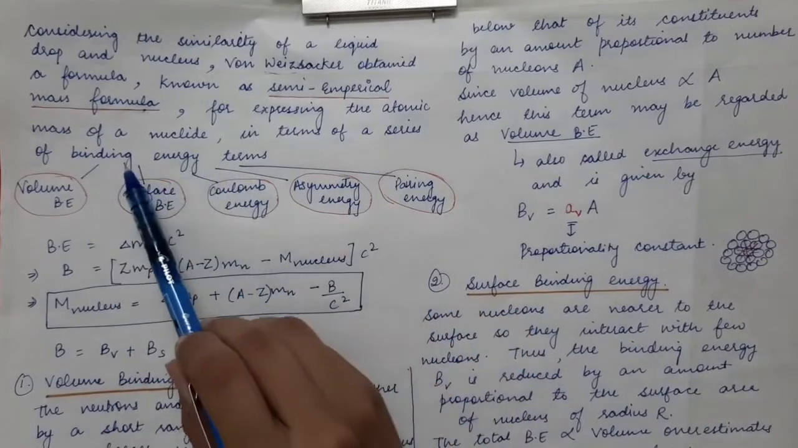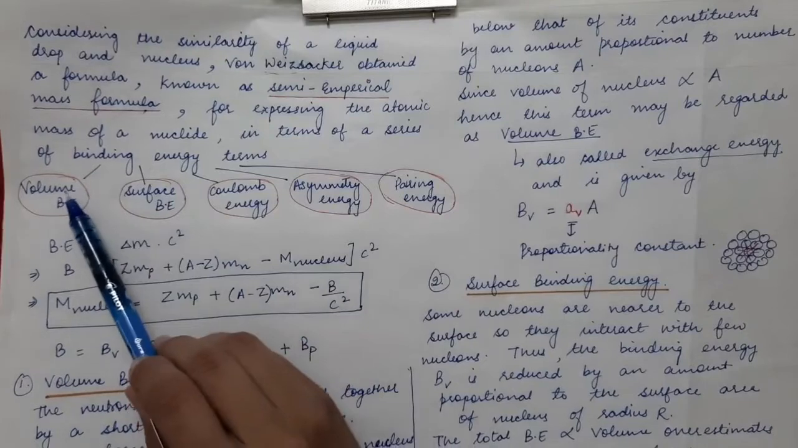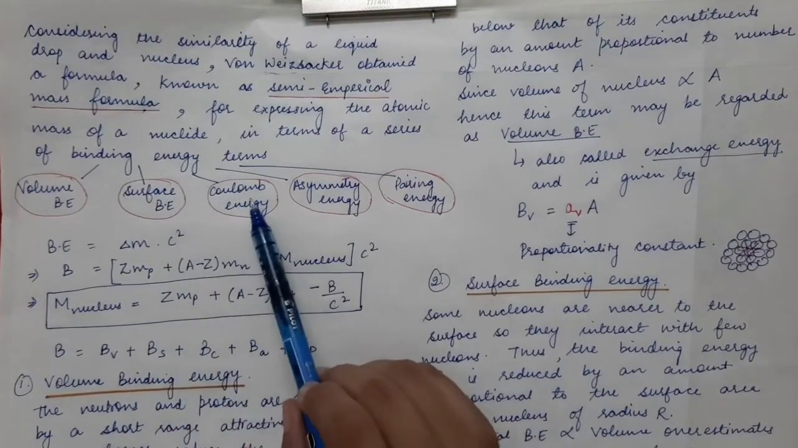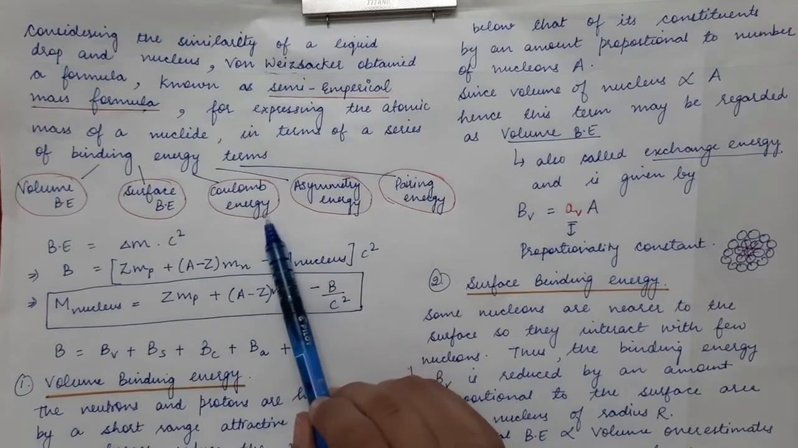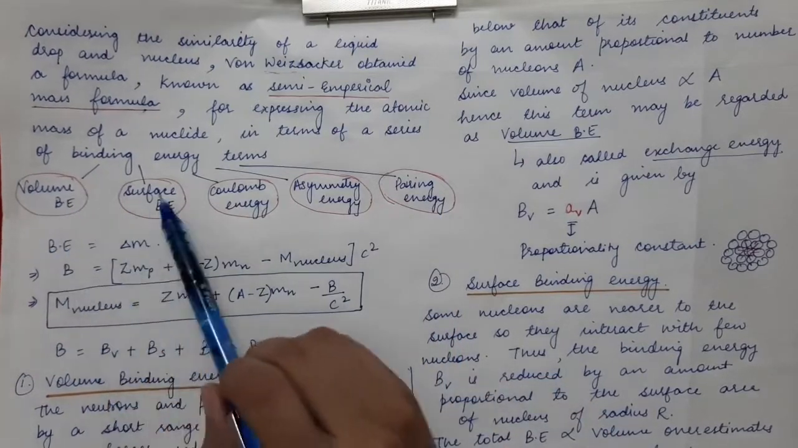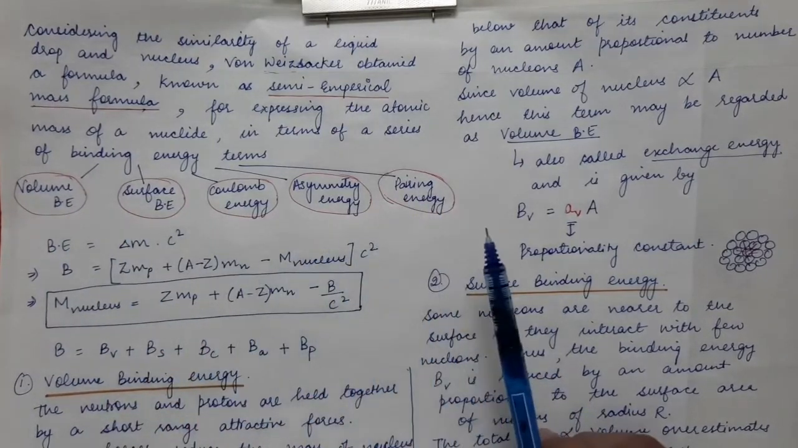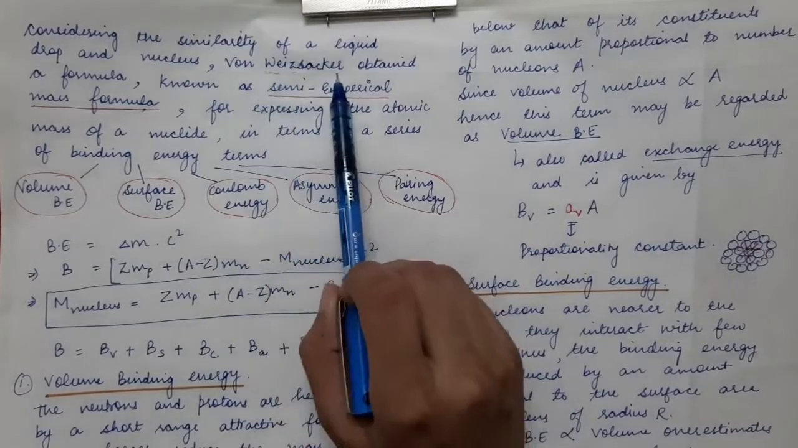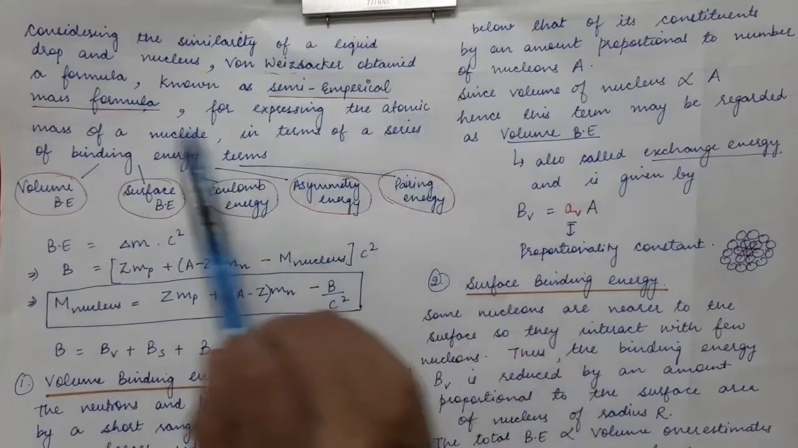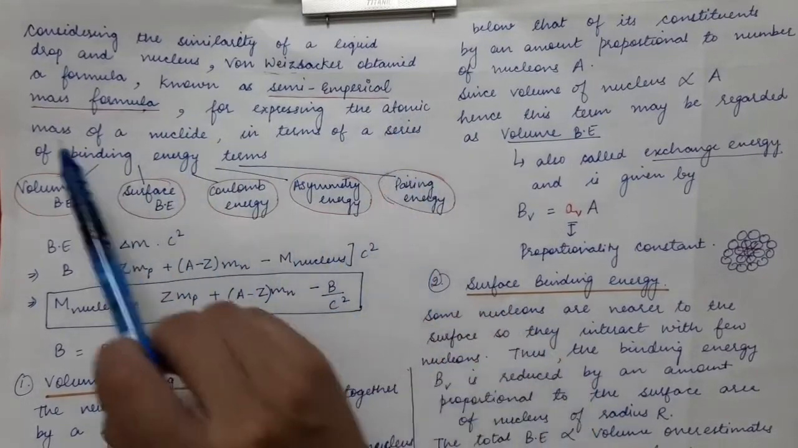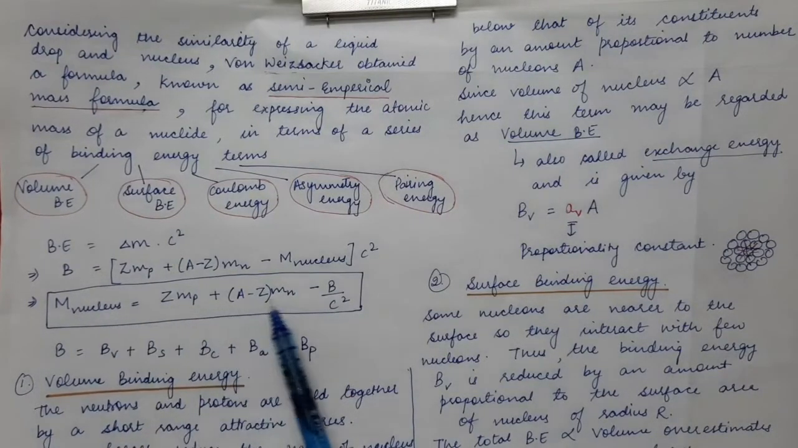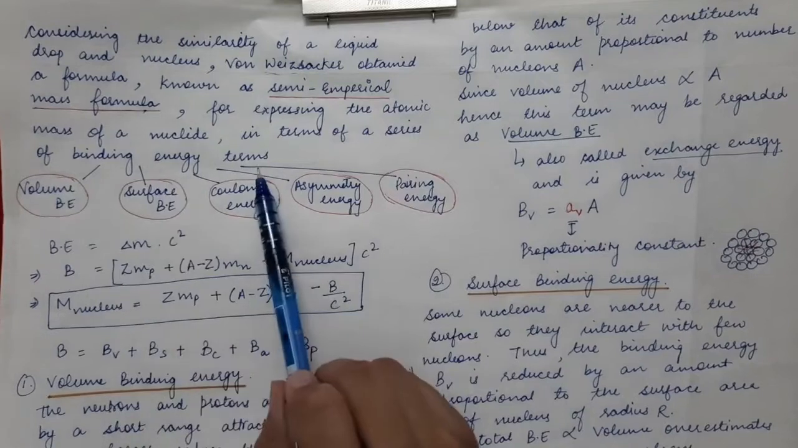So first, the binding energy. Now the binding energy comes from the volume, it comes from the surface of the nucleus, the contribution is from the Coulomb energy, then the asymmetry energy and the pairing energy, and we will study these binding energy terms one by one. So this scientist obtained the semi-empirical mass formula for expressing the atomic mass of the nuclei. So the atomic mass of a nucleus, or the mass of the nucleus, was found in terms of a series of binding energy terms.